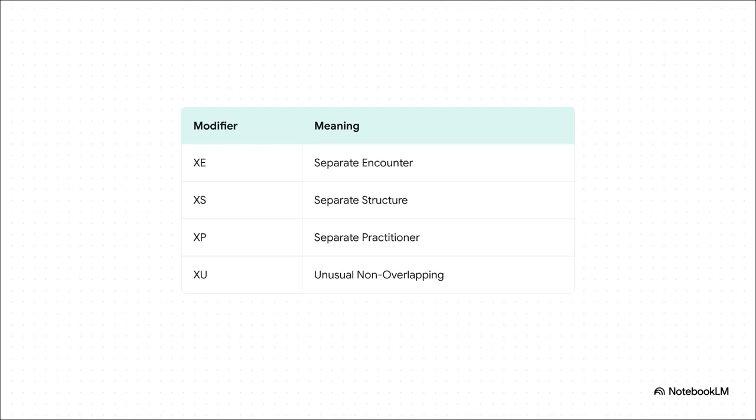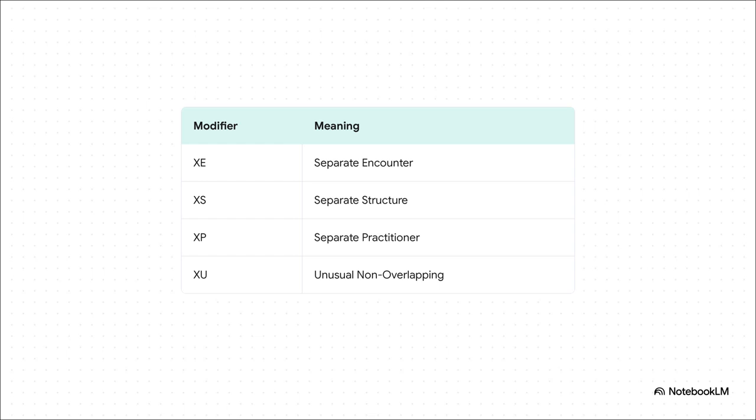All right, get your screenshot fingers ready because here is your ultimate X modifier cheat sheet to tie everything we've talked about together. To bypass those edits compliantly, you need absolute precision. So use XE when the distinction is a totally separate patient encounter on the same day. Use XS when you're dealing with a completely separate anatomical organ or structure. Use XP like we broke down today for distinct services by different practitioners. And finally, keep XU locked away for unusual non-overlapping services when those other three just don't fit the bill.